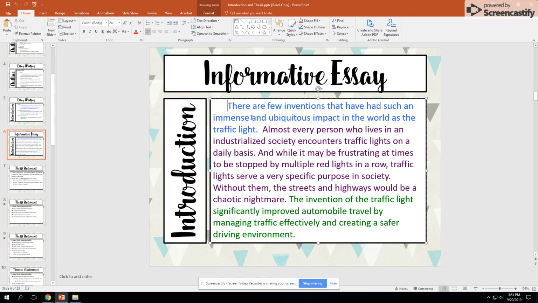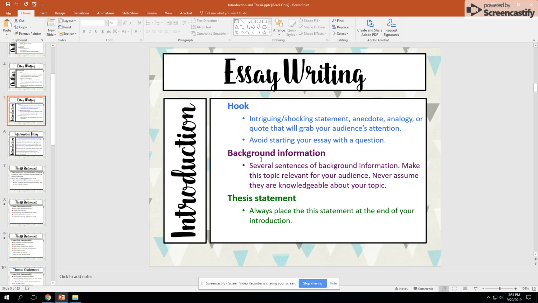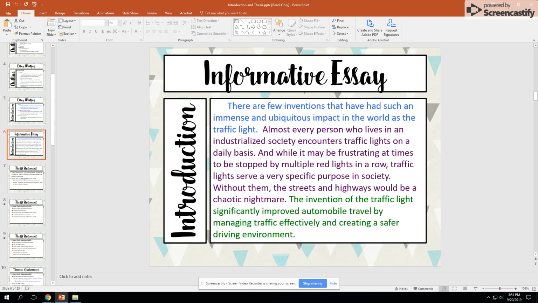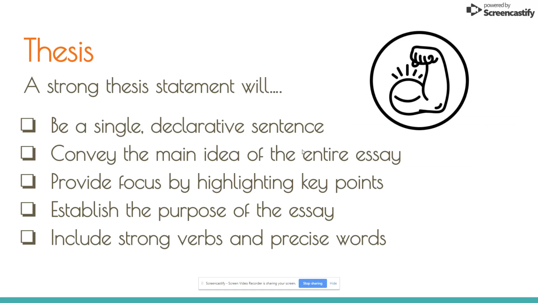So, as you can see by the color coding, there is the beginning, which is a hook, the middle, which is background, and the end, which is the thesis statement in this informative essay introduction. Your thesis is a single sentence. It should not be more than one sentence. It conveys the main idea, provides a focus, highlights key points that you're going to talk about, establishes a purpose, and includes strong verbs and very precise words.